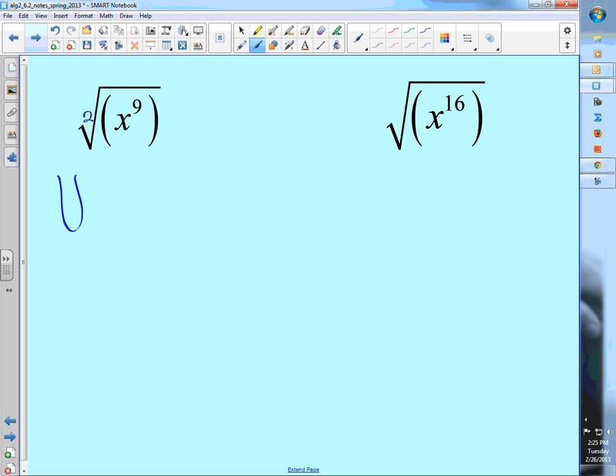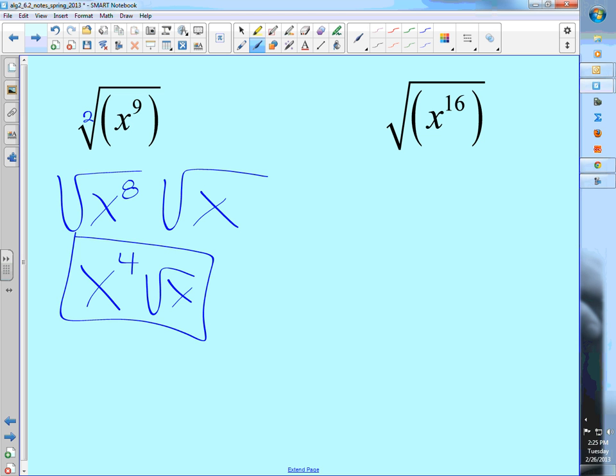So we need to do good guys and bad guys, and the good guy is x to the 8th. The biggest number that's smaller than 9 that the index divides into. So I need something smaller than 9 that's divisible by 2, that would be an 8. If I take x to the 8th out, how many x's are left? X to the 1st. What is the square root of x to the 8th? That's how we simplify. But you have to separate good guys and bad guys. And x to the 9th is not a perfect square.